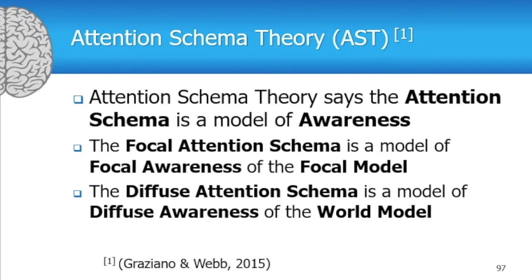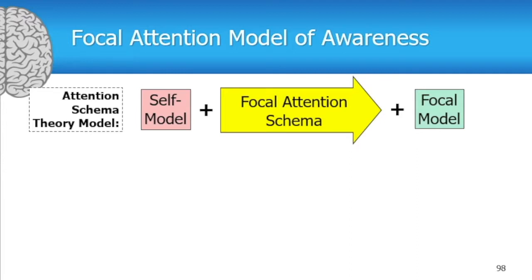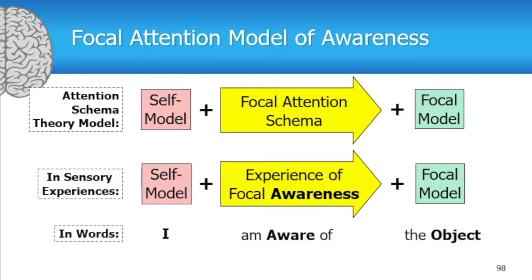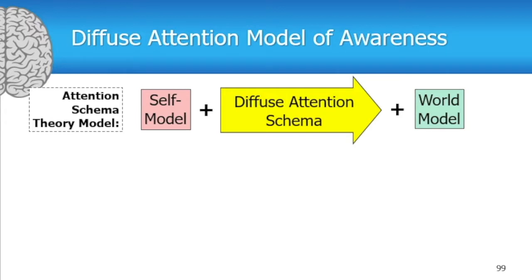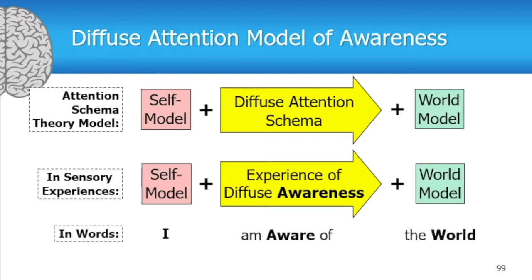Here are these statements explained in pictures for focal awareness. The attention schema theory model is the self model plus the focal attention schema plus the focal model. In sensory experiences, this would be the self model has the experience of focal awareness of the focal model. And in words, this would be, I am aware of the object. Here are corresponding pictures for diffuse awareness. The extended attention schema theory model is the self model plus the diffuse attention schema plus the world model. In sensory experiences, this would be the self model has the experience of diffuse awareness of the entire world model. And in words, this would be, I am aware of the world.